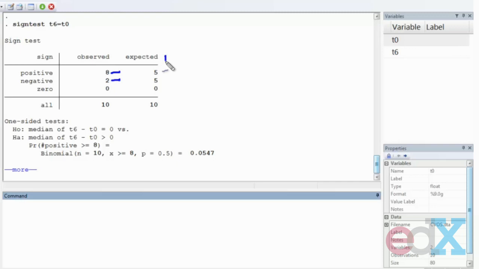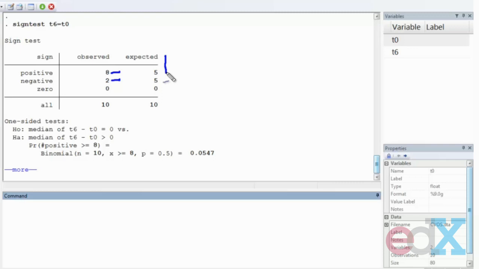Now the expected column shows us how many positive and how many negative signs we would expect under the null hypothesis. Now remember, the null hypothesis states that the median of the differences is equal to 0. Thus, we would expect approximately equal numbers of plus and minus signs. Or, to put it another way, the probability that a particular difference is positive is 1/2, and the probability that a particular difference is negative is 1/2.